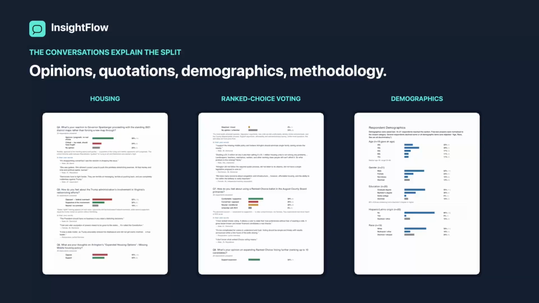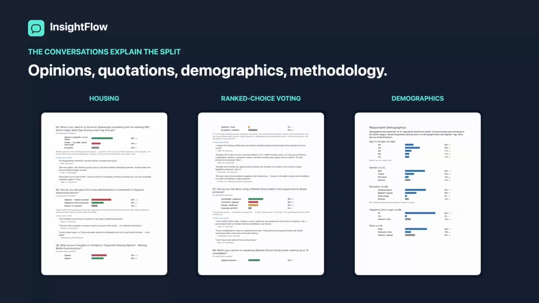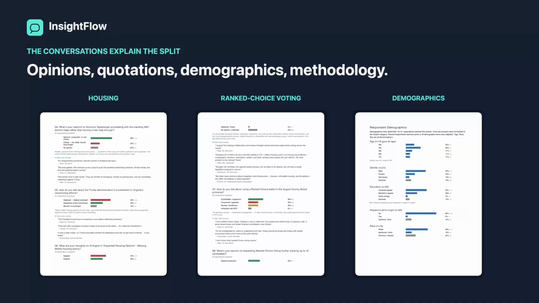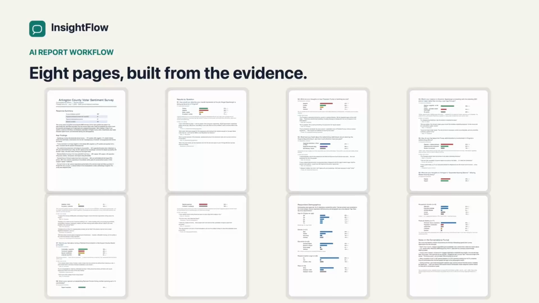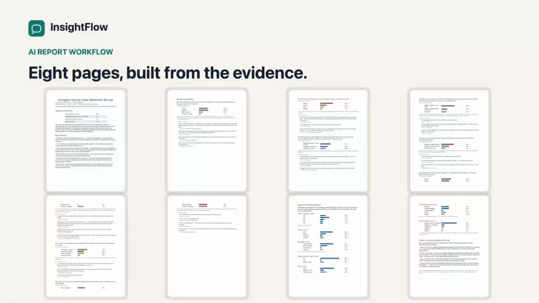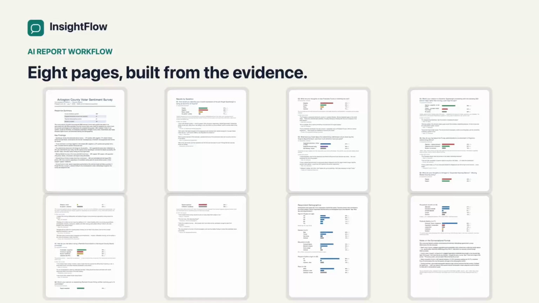They surfaced contrasting views of Governor Spanberger, polarized opinions on housing and ranked choice voting, and candid feedback about the interview itself. The resulting 8-page report keeps top lines, supporting quotations, demographics, methodology, and limitations connected to the underlying evidence. A researcher can move from the summary back to what respondents actually said.